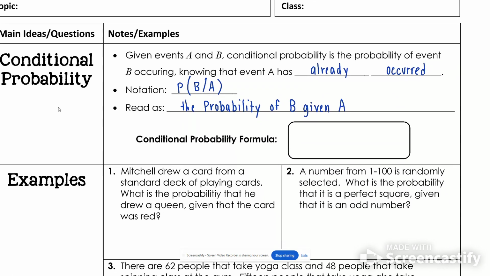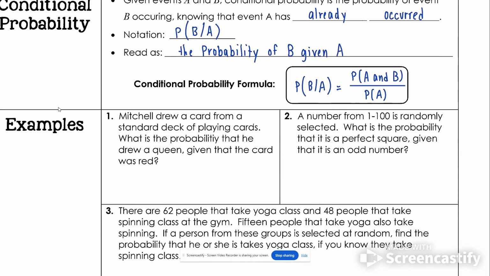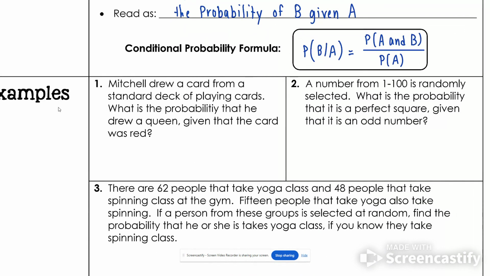Now, I'm going to show you this. This is what it looks like from a formula standpoint. You've got the probability of A and B happening on top, and on the bottom you've got the probability of A. This is how you would do it, but we're going to think it through a little differently, okay? So let me explain. Mitchell drew a card from a standard deck of playing cards. What is the probability that he drew a queen given that the card was red?